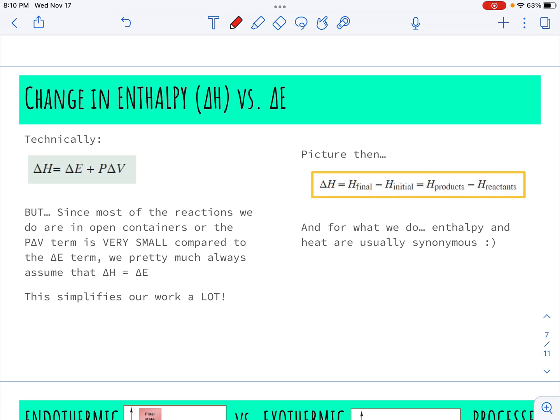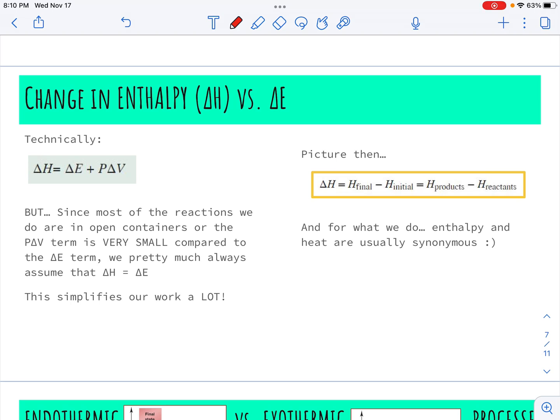But in chemistry, most of our stuff is done at constant pressure in open containers, so the change in pressure or the change in volume times the pressure is a very small term compared to how much heat energy is actually transferred. So for what we do, we pretty much always assume that the change in enthalpy is equal to the change in energy. And so we're okay with that. And often we'll use that word enthalpy interchangeably with heat energy. Okay, this simplifies our work a lot.